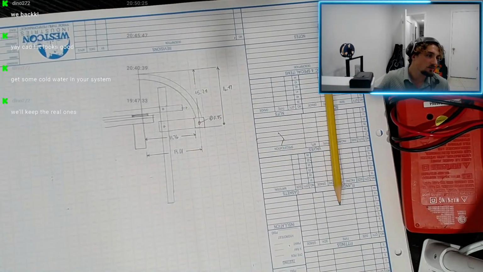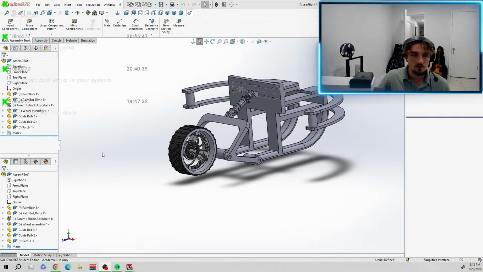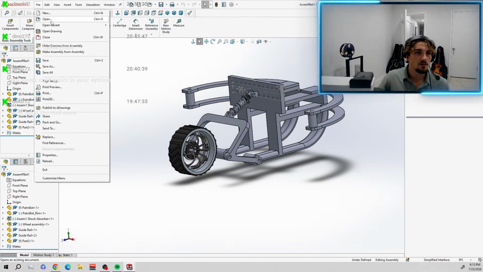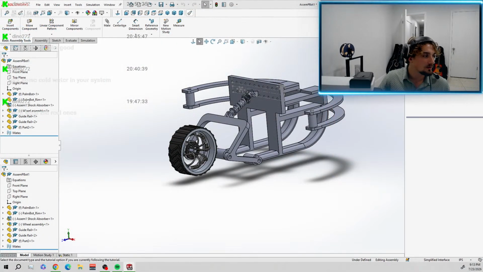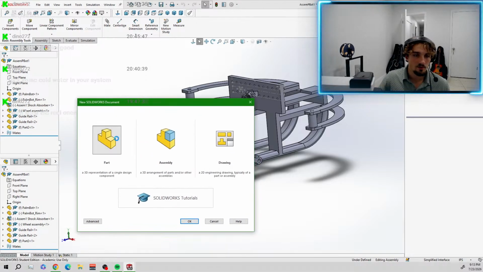Alright, just based on these dimensions, we roughly know. So let's go ahead and model. We're going to open a new part. This is what it looks like, part.